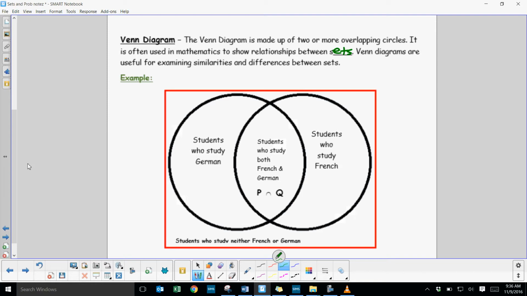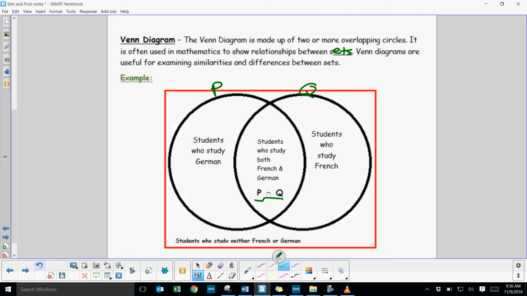So I tend to remember always start with the inside and work outwards, unless that's not possible. So students who study both French and German, so we could call this set F and call this set G. Notice, remember, we use capital letters to label the sets. So the intersect would be, actually they said P and Q, so I'll do the same. So we always have to do whatever the question states, and because here it says P and Q, let's go P and Q.